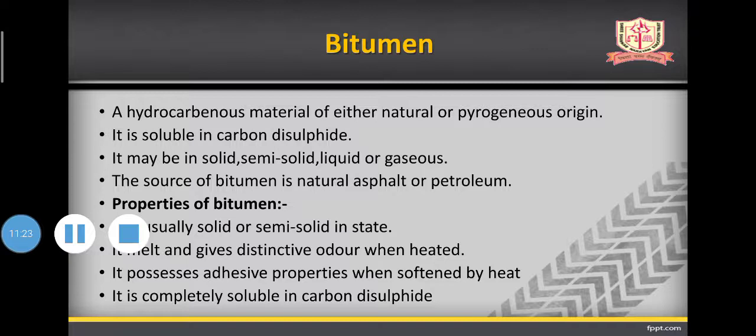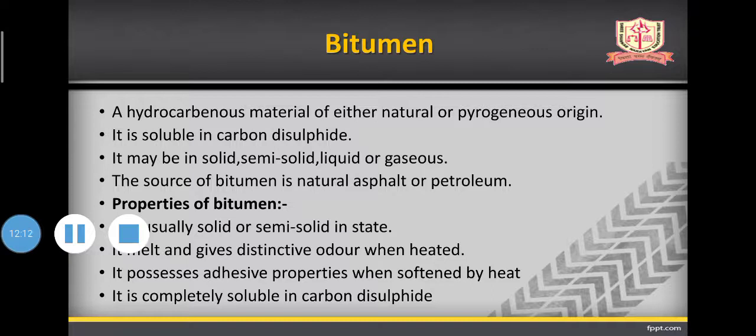It is soluble in carbon disulfide. Carbon disulfide is a chemical. If bitumen is placed in carbon disulfide, it will get dissolved in the solution. It may be in solid, semi-solid, liquid or gaseous form. Bitumen can be found in any of these forms. The source of bitumen is natural asphalt and petroleum. Obviously, bitumen is a petroleum product, though the source from where we get it is natural asphalt or a petroleum product.